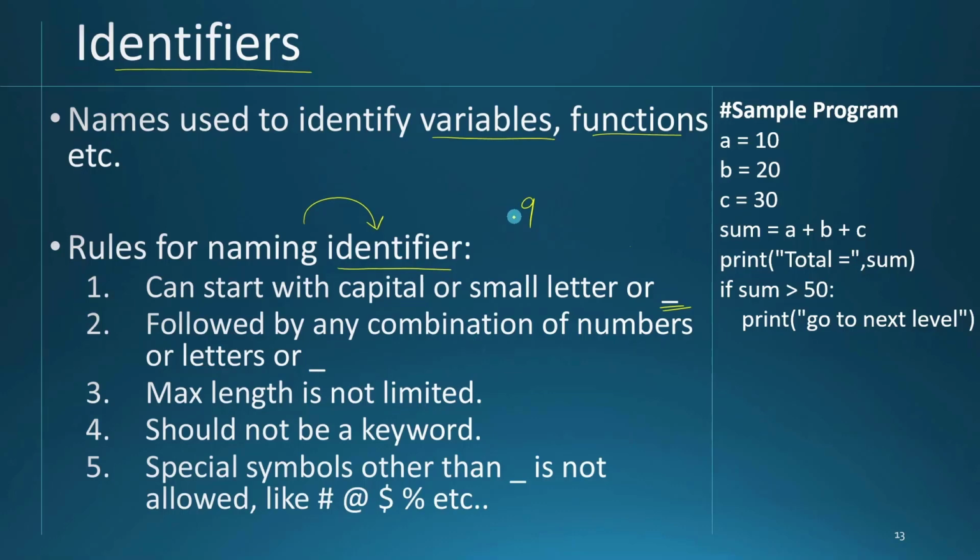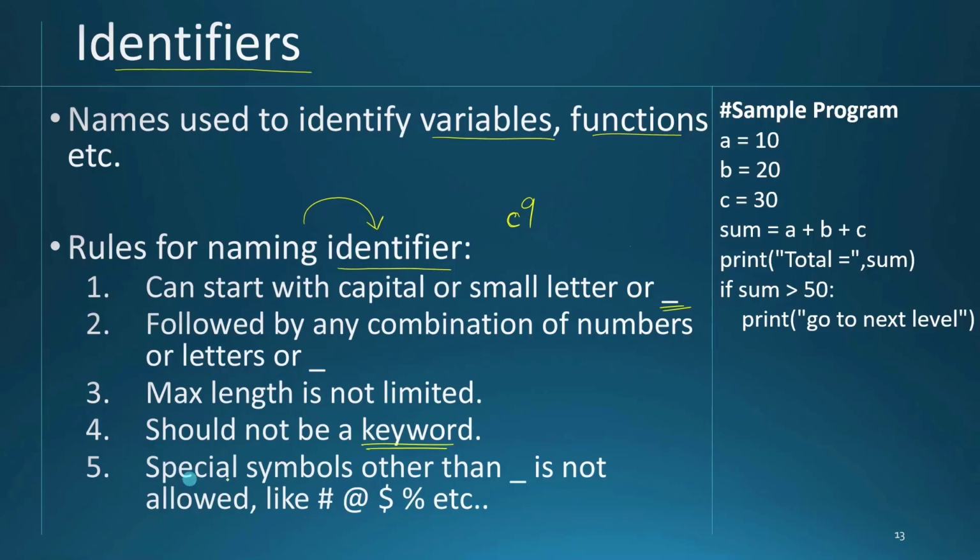After you have started the identifier with a small letter or a capital letter, maybe C, after that you can have numbers, underscores, capital letters, small letters, any combination. Python doesn't care about that. Now the maximum length of an identifier is not limited, so you can have a big name used for storing something inside your program, but it is not recommended. Now the fourth rule says that an identifier should not be a keyword. So you should not create an identifier with the name if, for, or while, because those are keywords.